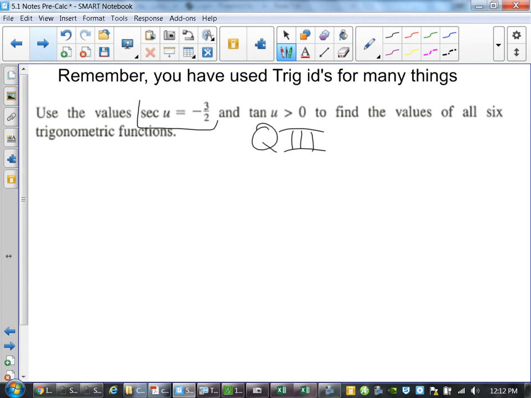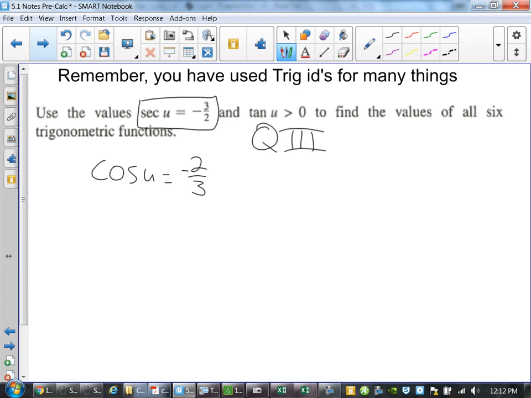Now, a couple of different ways you can do this. Secant is the inverse of what trig function? Cosine. It's the reciprocal property of cosine. So that means that its cosine is negative 2 over 3. Be okay with that?